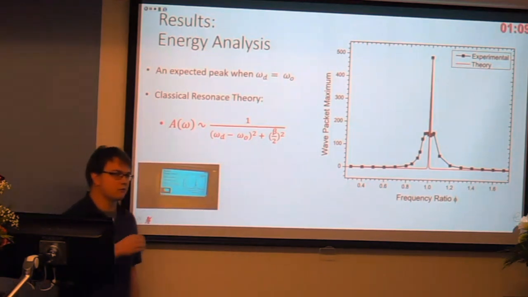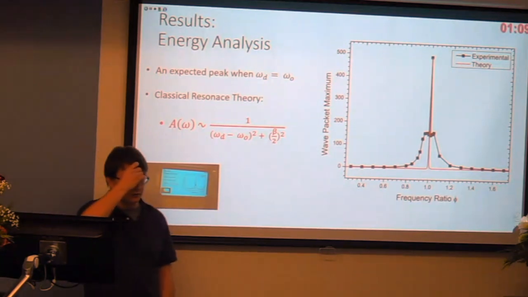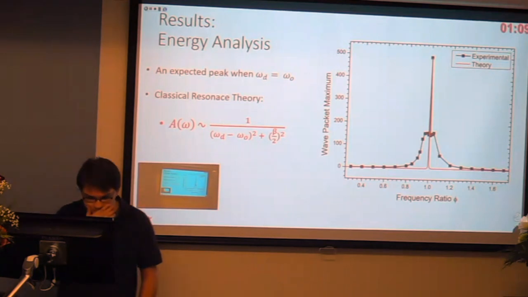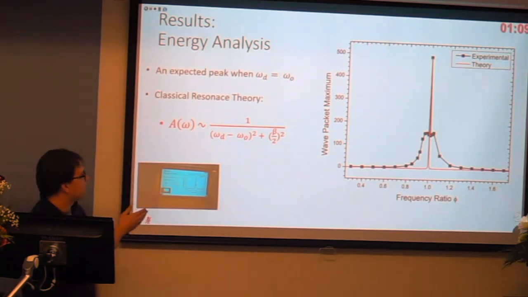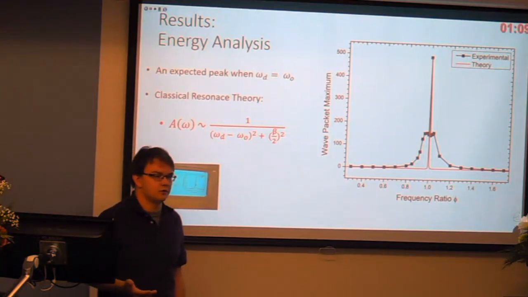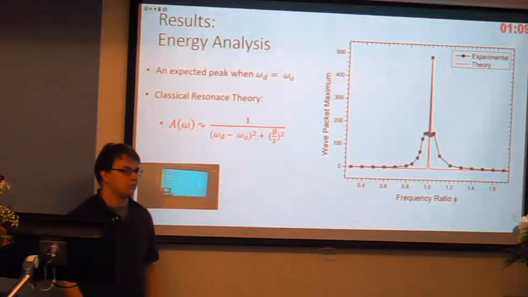If you take the maximal energy and plot it against the driving frequency, or the frequency ratio in this case, you get this plot, and this coincides very nicely with classical resonance theory, which simply dictates that when these two are the same, you have a maximum.